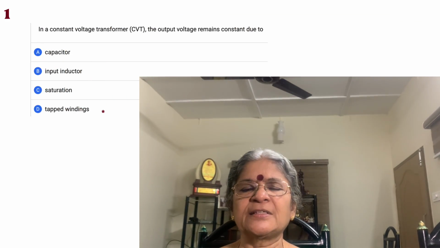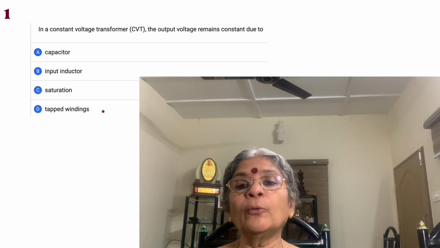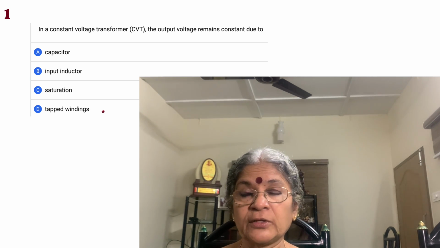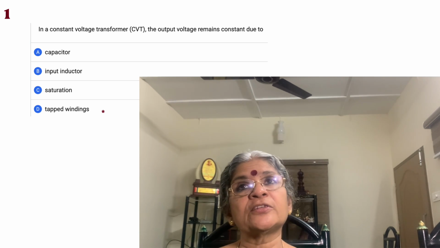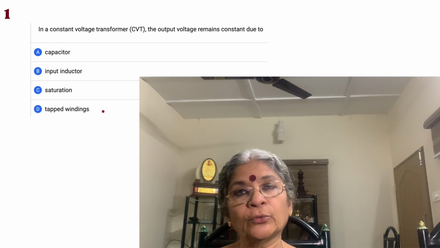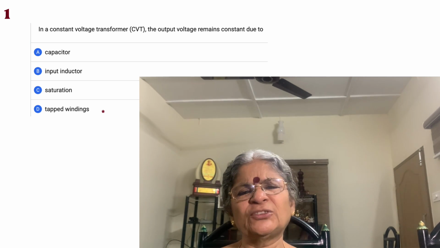The first problem is a little different. It's not a problem, it's just a statement. It tells us that in a constant voltage transformer, where we use capacitors, no doubt about it, the output is maintained constant using the tap windings. That's why it's called a constant voltage transformer. So though capacitors are used, the constancy is maintained using tap windings. That's just a statement. Let's move to the next one.